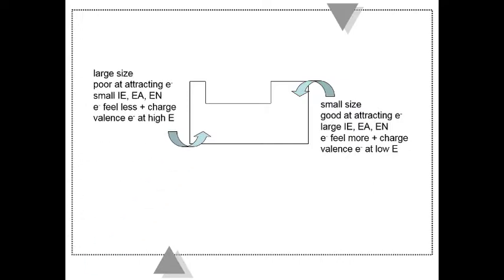As one goes toward the bottom left of the table, we find atoms that are larger. They are poor at attracting electrons, so they also have small ionization energies, small electron affinities, and small electronegativities. Their valence electrons feel less positive charge and are farther from the nucleus, so they are at higher energy.